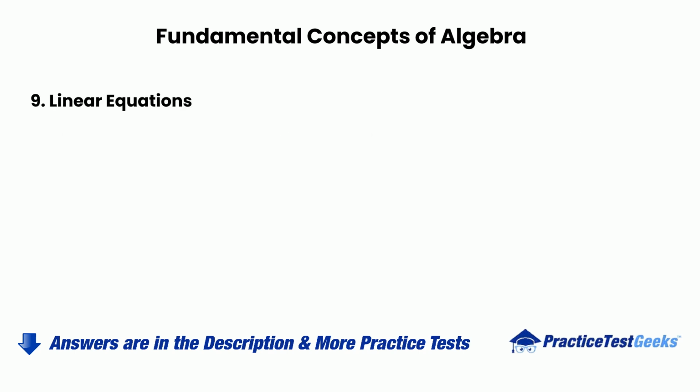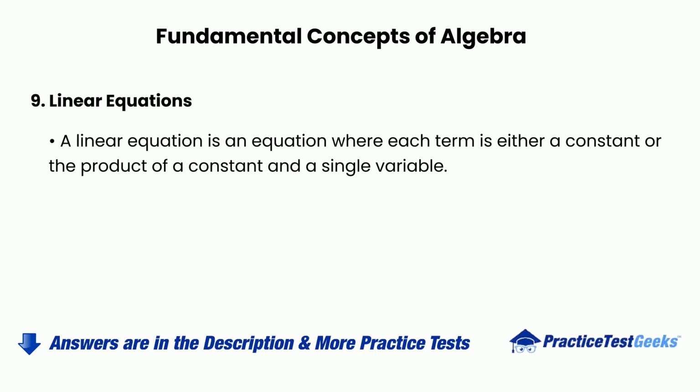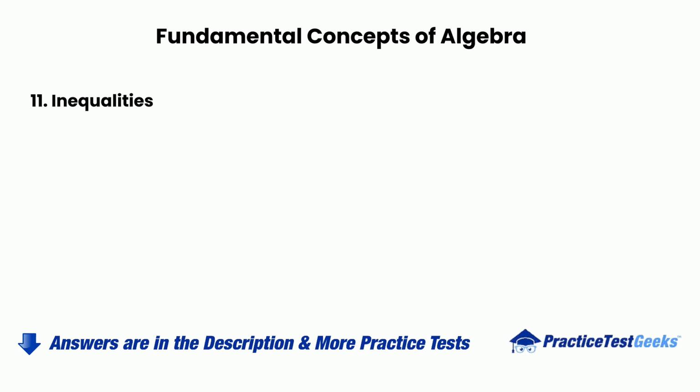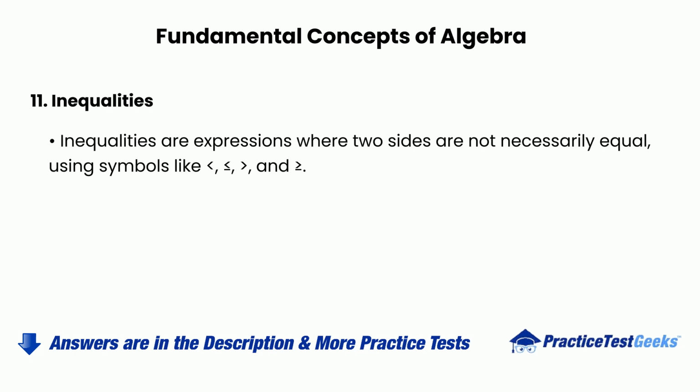9. Linear equations. A linear equation is an equation where each term is either a constant or the product of a constant and a single variable. 10. Quadratic equations. Quadratic equations have variables raised to the power of 2, or the highest power of the variable is 2. 11. Inequalities. Inequalities are expressions where two sides are not necessarily equal, using symbols like less than or equal to, greater than, and greater than or equal to.